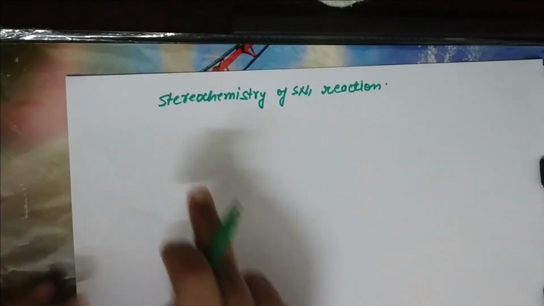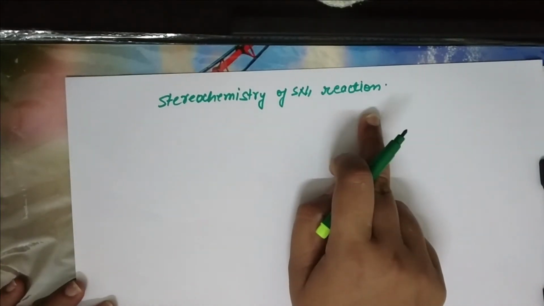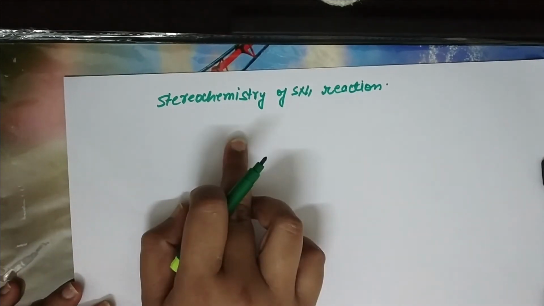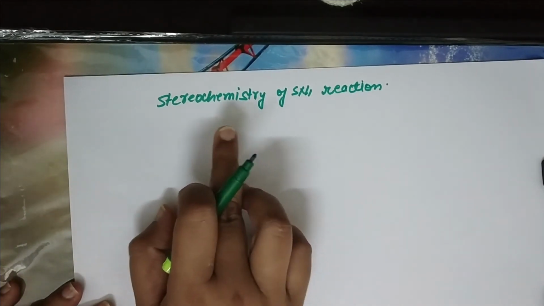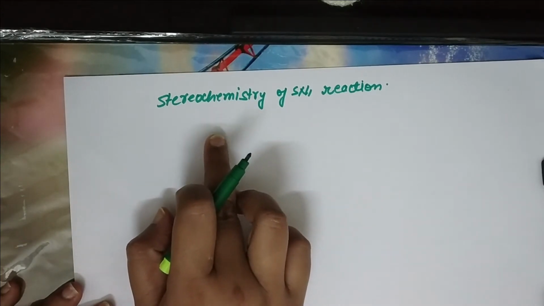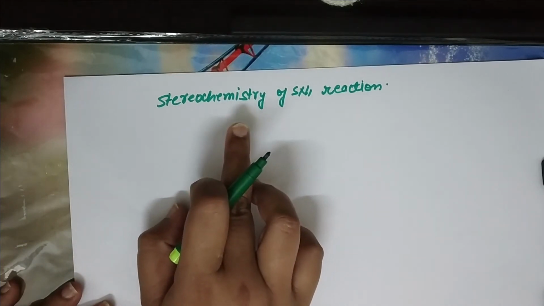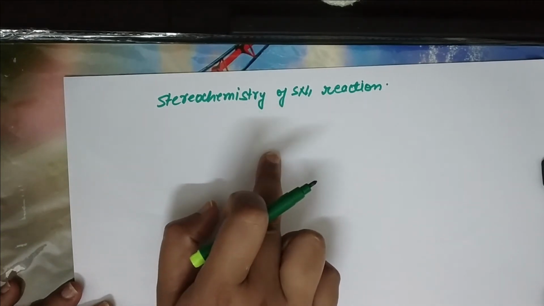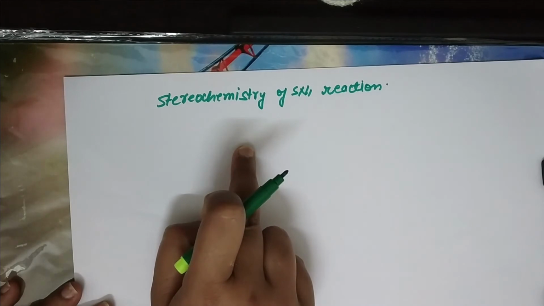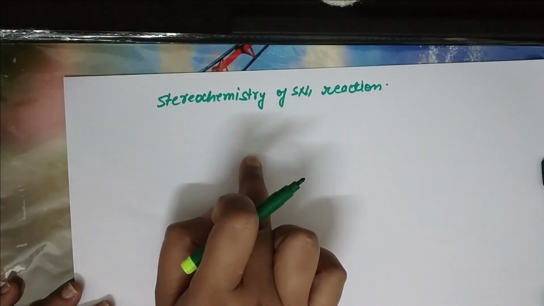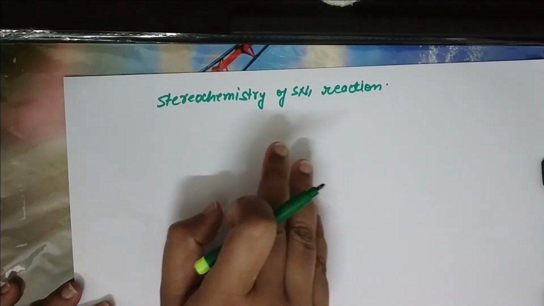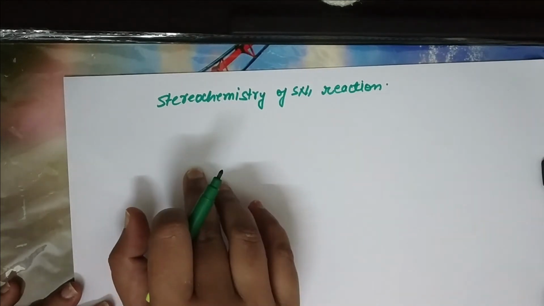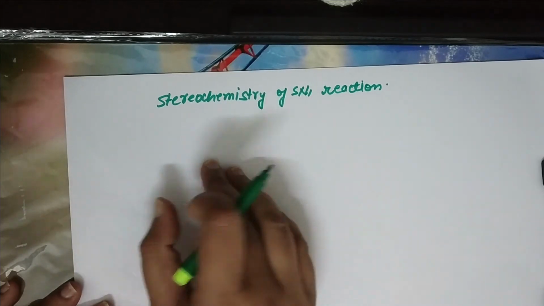Now I am going to explain the stereochemistry of the SN1 reaction. See, in the SN1 reaction, the first step is the formation of carbocation. I have explained the example of tertiary butyl bromide. Stereochemistry depends on the first step, because the carbocation forms, and then the nucleophile has an opportunity to attack that carbocation from any side. So I will explain the stereochemistry by taking that example only.